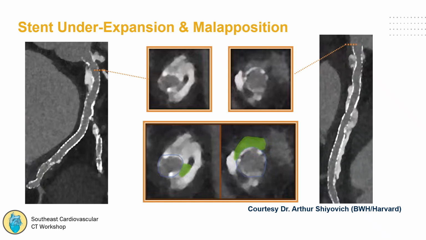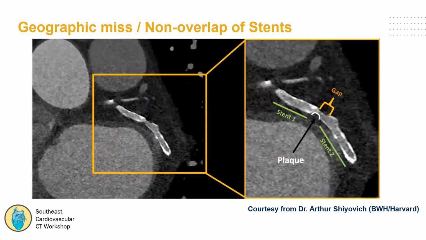Here, the cross-sectional images demonstrate incomplete stent expansion in areas where the stent struts are separated from the vessel wall. These findings may have important implications for thrombosis risk and future restenosis. And this slide demonstrates a geographic miss between overlapping stents. You can see a small uncovered segment between the two stents with residual plaque in the gap region. And this is important because these uncovered segments may become sites of restenosis or future plaque progression.